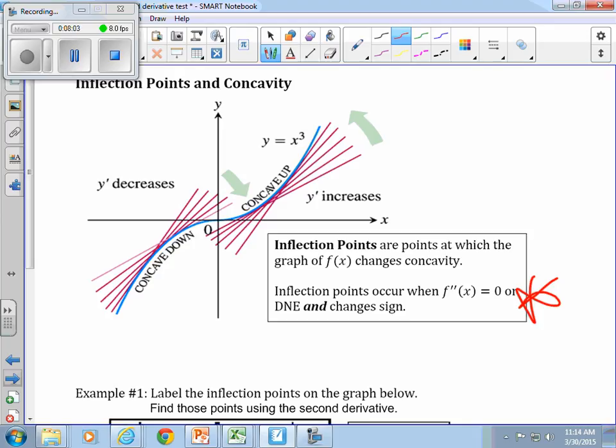So points of inflection have to meet two criteria. The second derivative has to either be 0 or undefined, and there has to be a sign change on the second derivative. And those points, graphically, are the place where the graph changes concavity. It goes from being concave down to concave up.